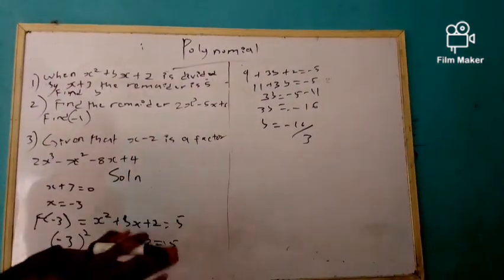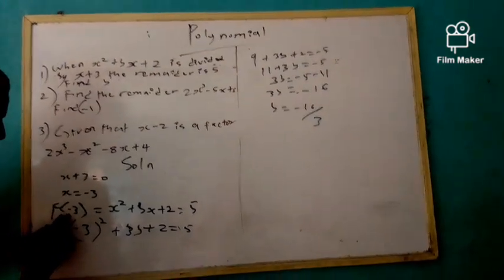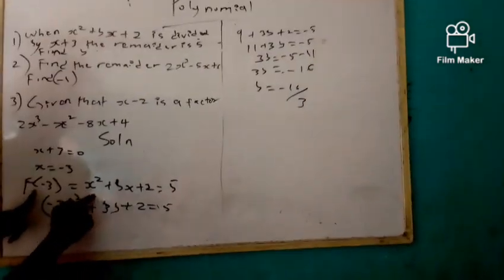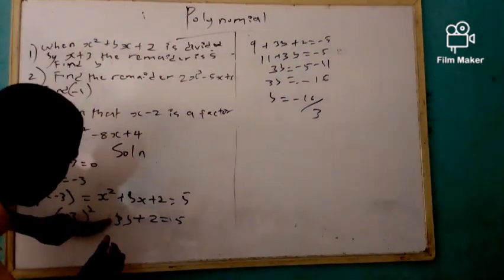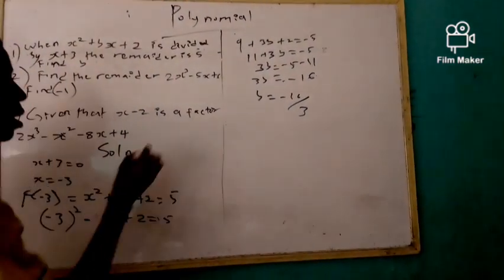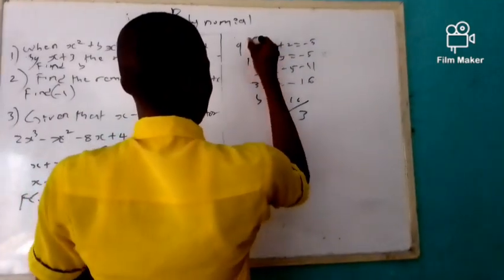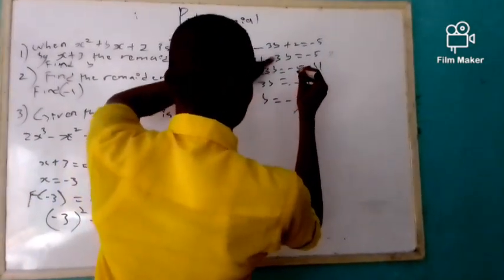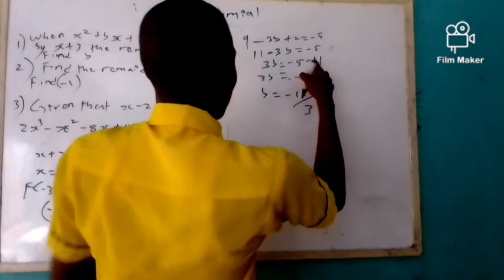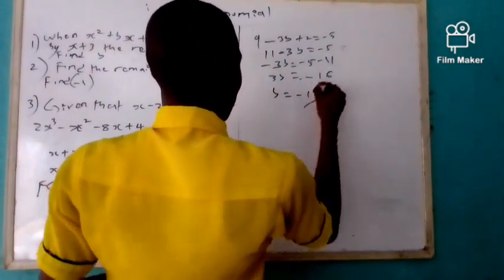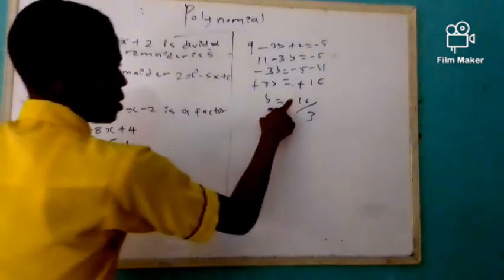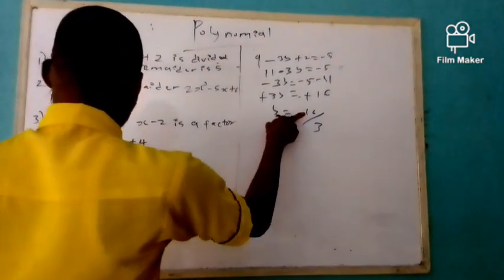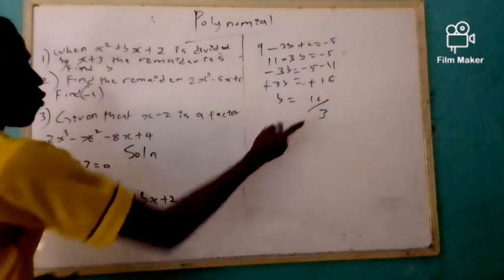So the thing we first did, when x is minus 3, then we replaced the values here. We have minus 3 squared when x is minus 3. So there's a mistake here. It's supposed to be minus 3 here, minus 3 here, minus 3 here. So minus will cancel minus. Then we have 16 over 3. Yes, 16 over 3. So this is the answer for b.